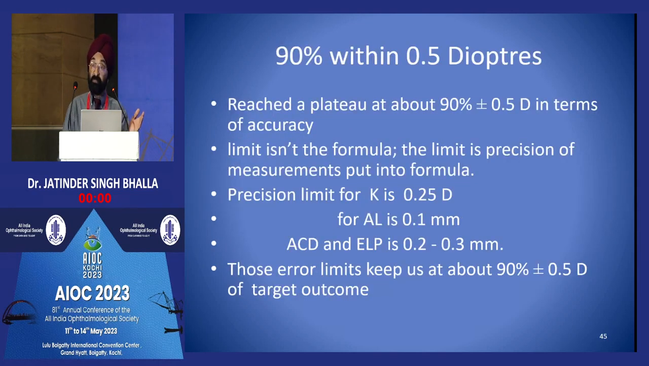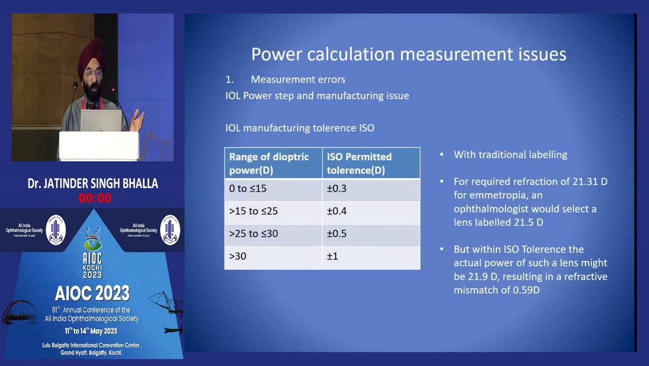But we are still stuck at 90% accuracy within 0.5 diopters. The limit is now not the formula, the limit is the least count, that is the precision of the measurements which are put into these formulas. The precision limit for keratometry is 0.25 diopter. For axial length and anterior chamber depth, it is 0.1 to 0.2 millimeter. So these error limits keep us at 90% accuracy within plus minus 0.5 diopters.